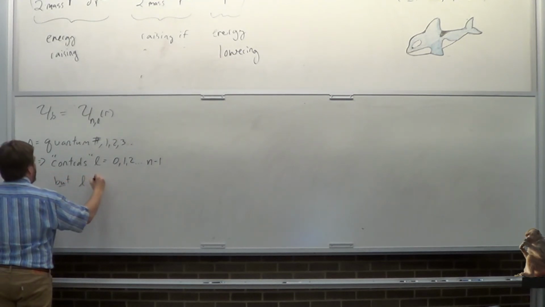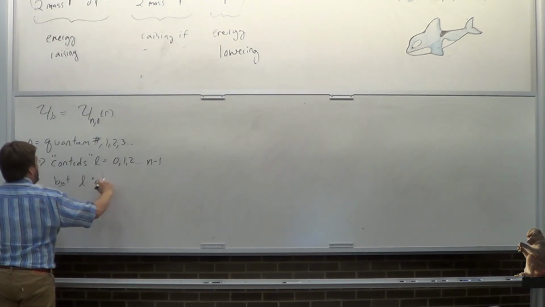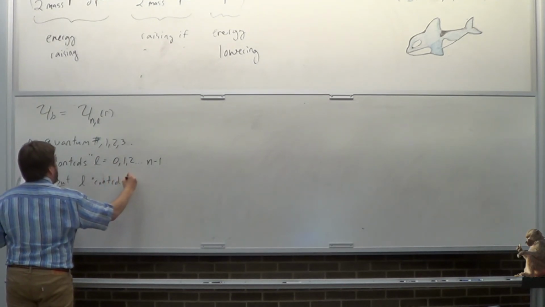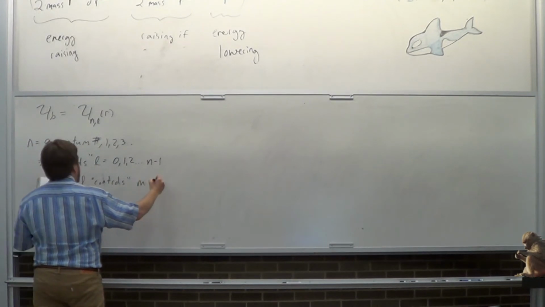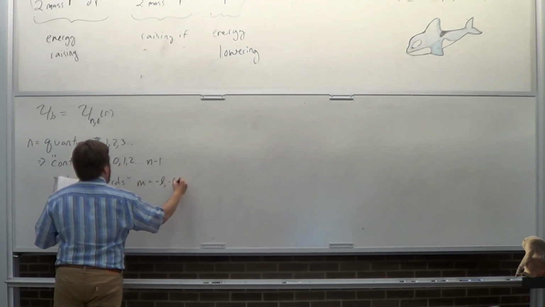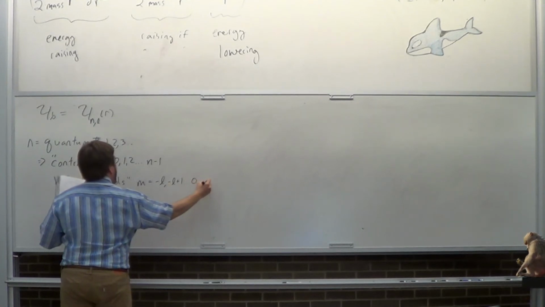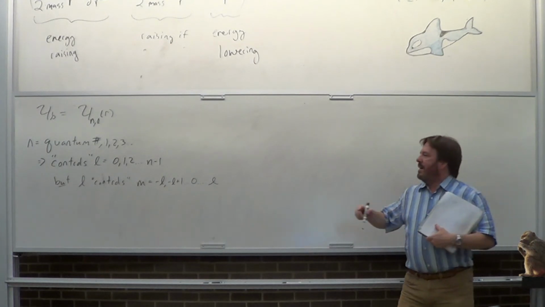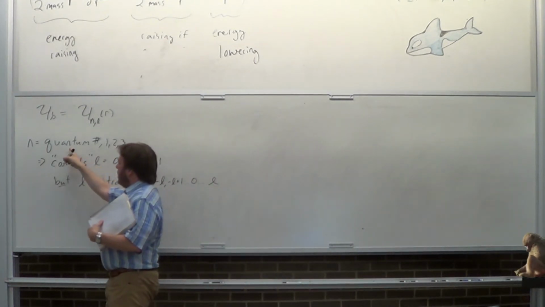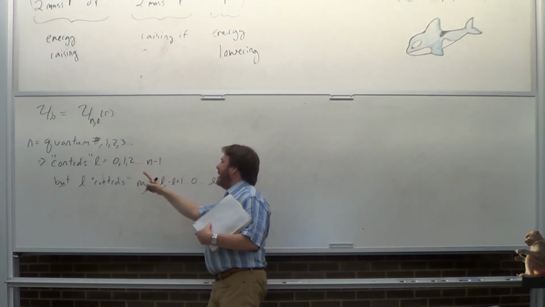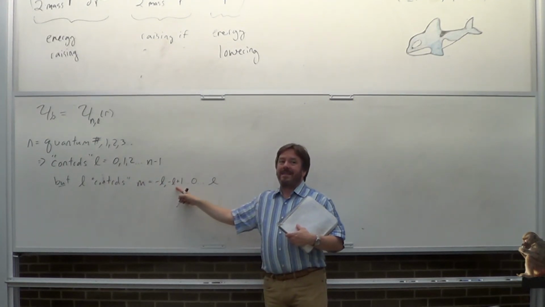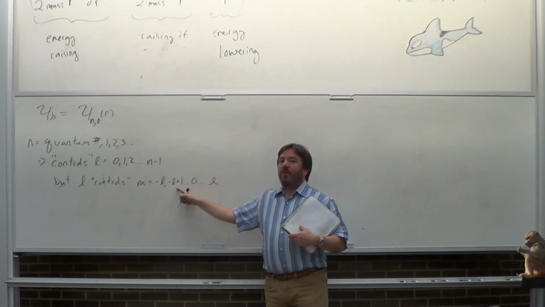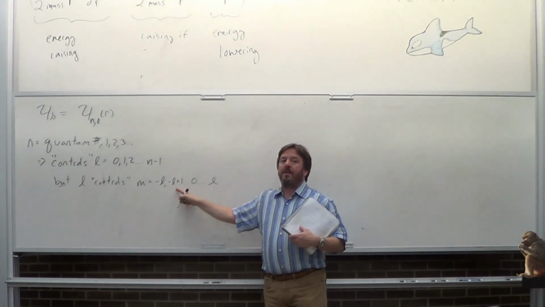But L controls m, which is of course minus L, minus L plus 1, 0, up to L. Now, again, don't forget, row of the periodic table, that's useful. SPD, what's this? Okay, so I've got 1s, 2s, 2p, 3s, 3p, 3d, 4s, 4f, yada, yada, yada. So what the hell is this?